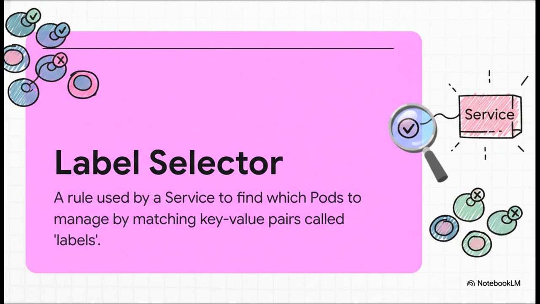So how does the service know which pods it's supposed to be the front door for? Well, it uses this really simple but super powerful trick called a label selector. All you do is stick a little tag, we call it a label, like app front end, onto all your front end pods. Then you just tell the service, hey, look for any pod with that exact label. That's it. It's basically a matching game.